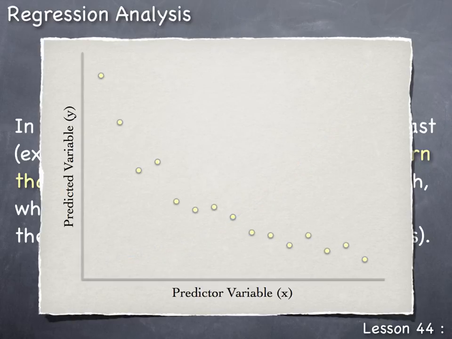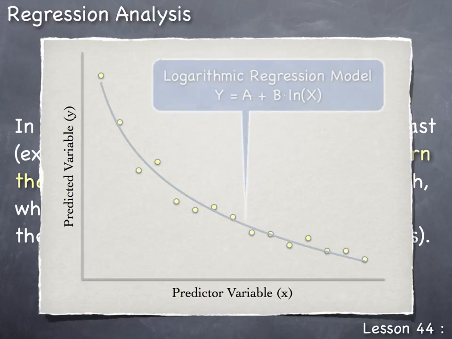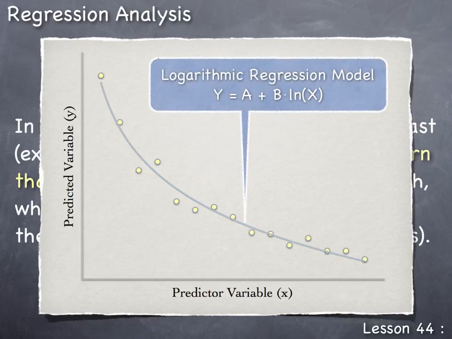Or the pattern observed in the data can take on a curve which seems to follow a logarithmic curve. In this case, we can use the logarithmic regression model, which takes on the form of y equals a plus b times the natural log of x.